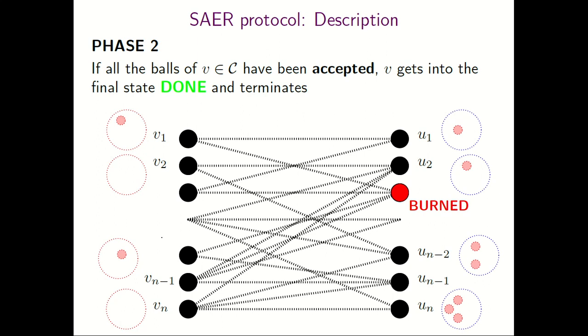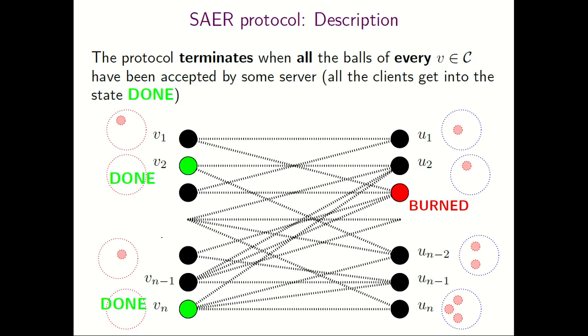If all the balls of a client V have been accepted, V gets into the final state done and terminates the protocol. The protocol terminates when all the balls of every client V have been accepted by some server, and so all the clients get into the state done. For example, in the picture, the protocol is not terminated, since there are some clients that are not in the state done. So the protocol continues until all the requests of each client are accepted by some server.